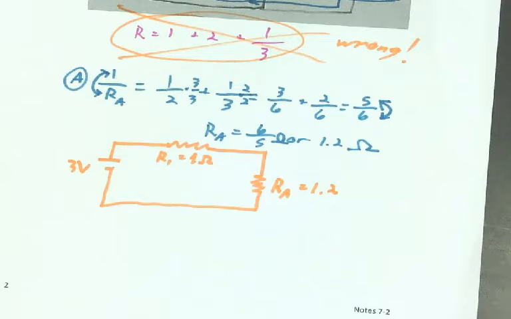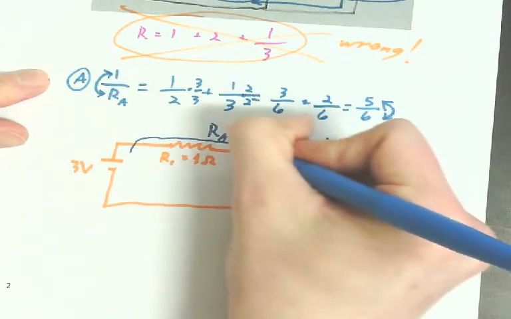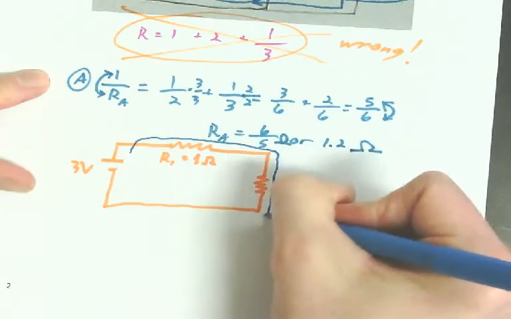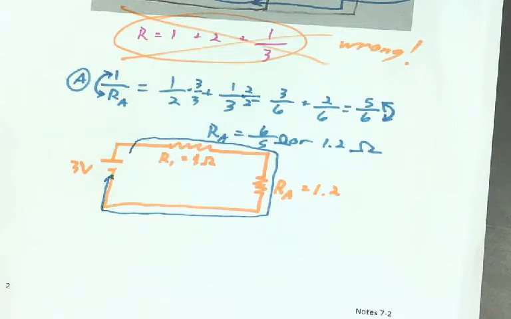And now it's very obvious what this is. This is a series circuit. Absolutely, it can't be anything else. I go from the battery, I go through that resistor, I go through this resistor, I go back to the battery. It's the only path I have, so it's series.